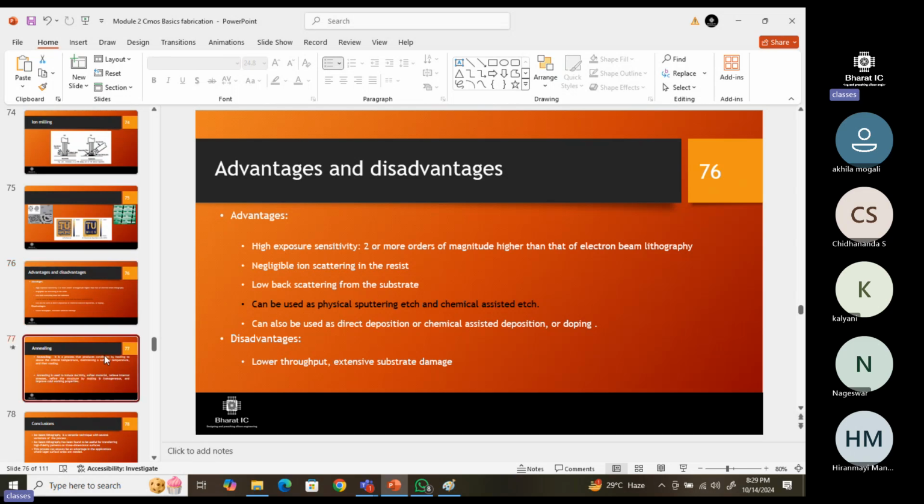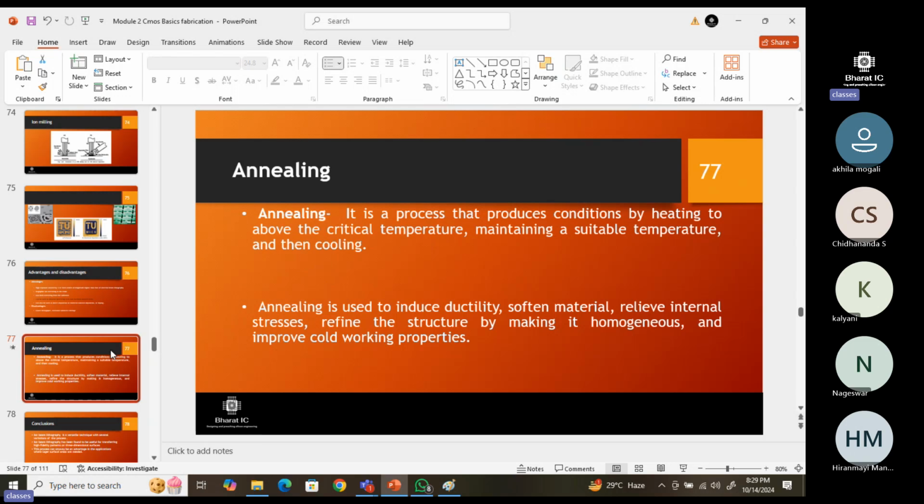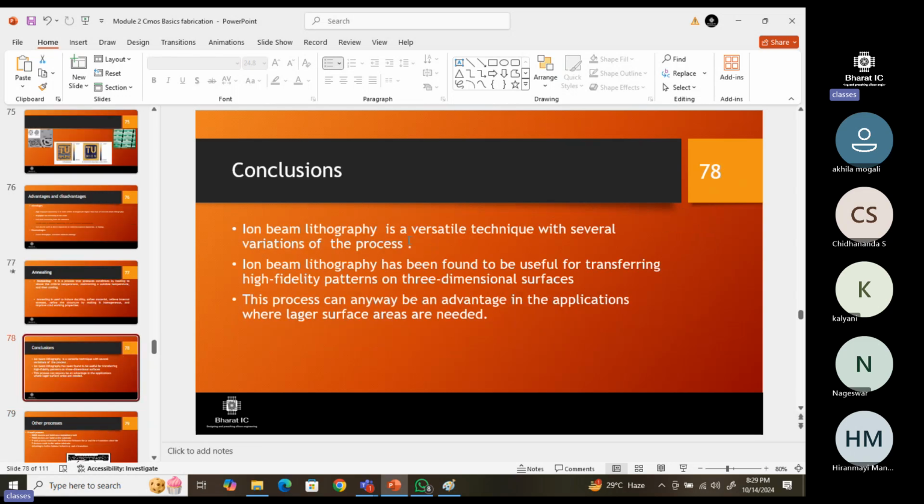Then last but not least, annealing. What is annealing? After each step, the annealing is done. And then the conclusion, we ended the ion beam lithography. So this is what ion beam lithography is about. Okay, if there is any question, hopefully no questions will be there.